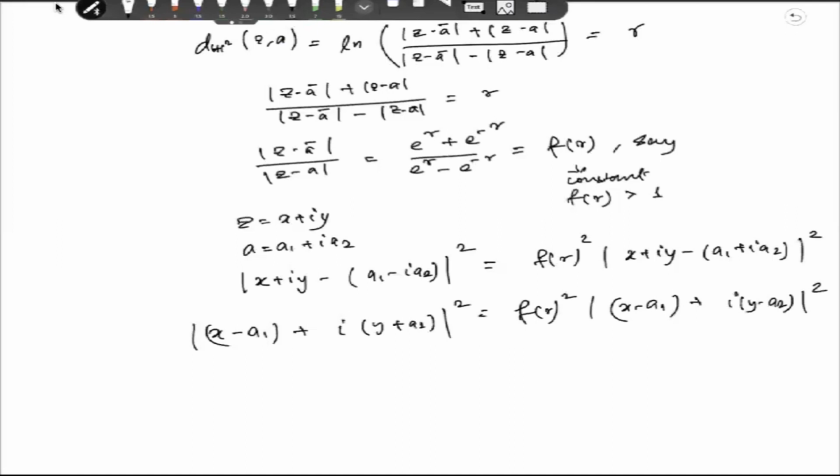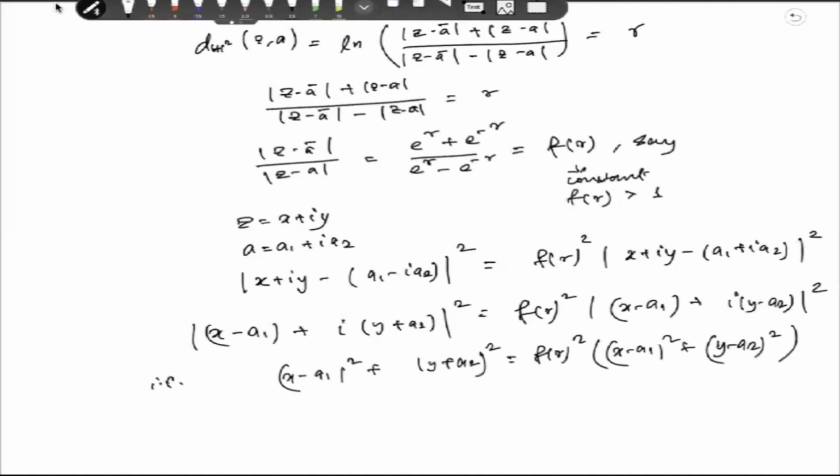Okay, so that is your... so x square, sorry, (x minus a1) whole square plus (y plus a2) whole square is square of this f(r) times ((x minus a1) square plus (y minus a2) square). So then we'll have an equation something like this.